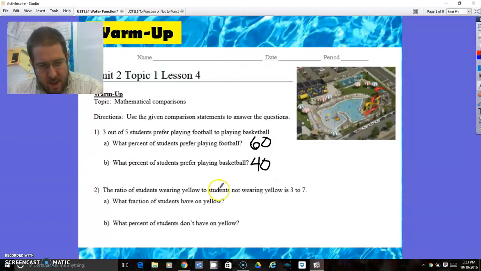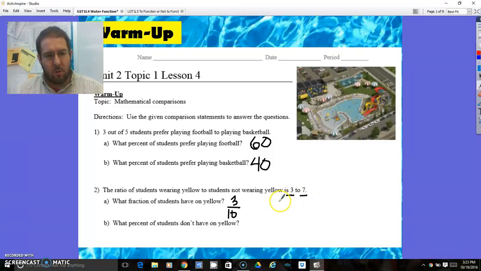The ratio of students wearing yellow and students not wearing yellow is 3 to 7. What fraction of students have on yellow? Well, 3 are wearing yellow out of 10, because there's 3 that are wearing yellow, 7 that are not. That's a total of 10 people combined. What percent of students don't have on yellow? That would be the other 70%. 7 out of 10 makes 70%.